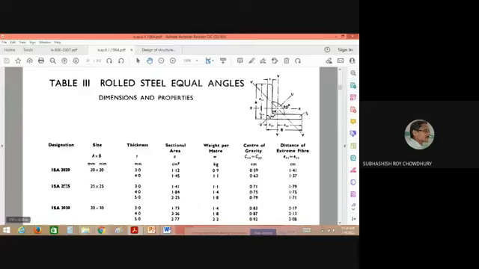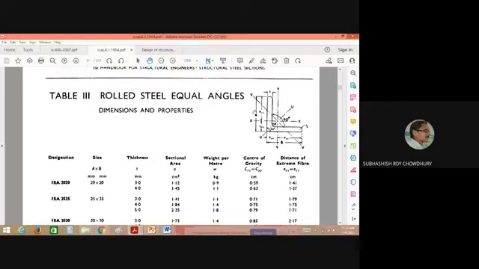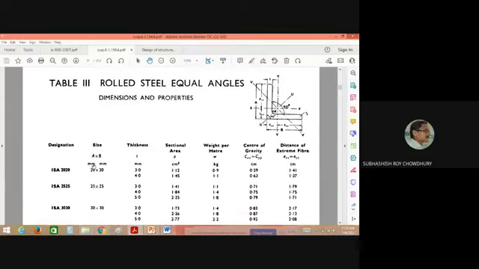In case of equal angle section, it is written in this way: Indian Standard Angle Section, ISA. In the previous sections, we have considered ISMC, ISMB, like this. Here it is Indian Standard Angle Section, ISA. Only one particular designation is used here, ISA. And 2020 means its leg size. That means this is the A dimension, this is the B dimension. So A and B both have the same length, 20 millimeter. So ISA 2020 means the same leg dimension, 20 millimeter as well as 20 millimeter.